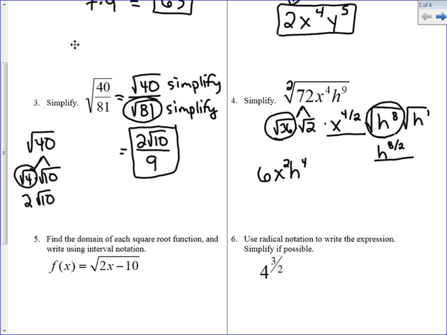And then I had 2 radicals left over. So I'm going to make one square root and put those radicands under it. That's the 2 and the h to the 1st. Those were the things that I could not simplify, so they have to stay underneath my square root.